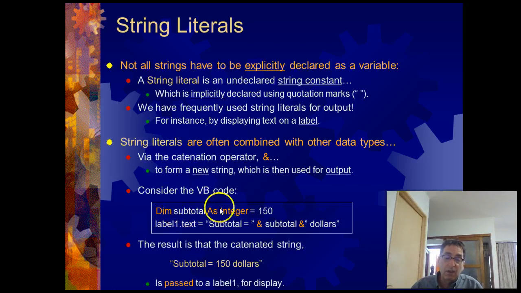So here we have subtotal, which is declared to be an integer, and it's initialized to 150. And then we do this: label1.text, so we have some object called label1, we take its text property, equals, now don't get confused here, here's a quote and a quote, so this is a string. It's equal to this string, concatenate, subtotal, which was set to be 150, so this is going to be 150 here, and then quote and dollars. So label1.text will have the value, what? Subtotal equals $150. And this is passed to label1 for display.